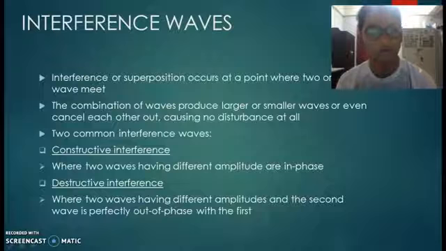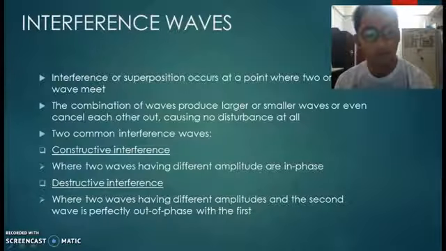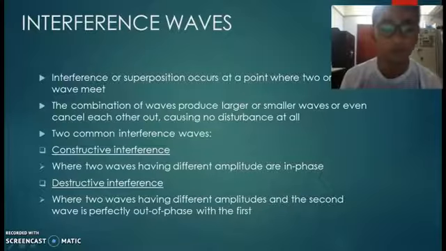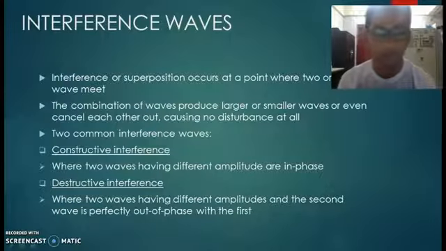Constructive interference happens when two waves having different amplitudes are in phase. Destructive interference is when two waves having different amplitudes and the second wave is perfectly out of phase with the first, which means they are not the same.